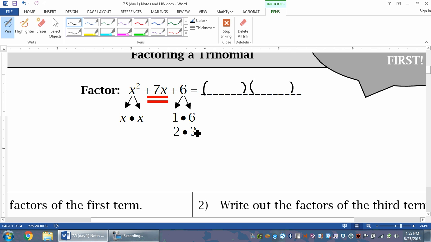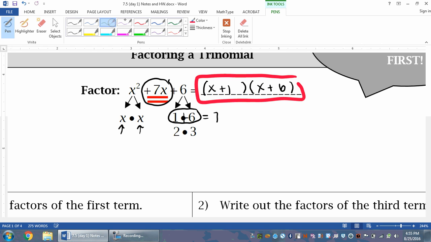Now you have to pick what combination works. And I'll tell you how you know it works. You want to know which combination, 1 and 6 or 2 and 3, is going to add to the middle. Well, if you recognize 1 and 6, when you add them, you make 7, which is what we wanted. So here's the first one. Well, I'm going to have x first in both parentheses, and that came from this right here. Now I'm going to have a plus 1 and a plus 6. And that is how I factor it.